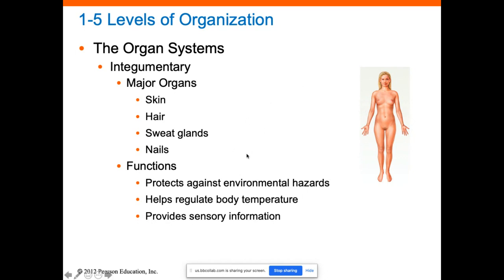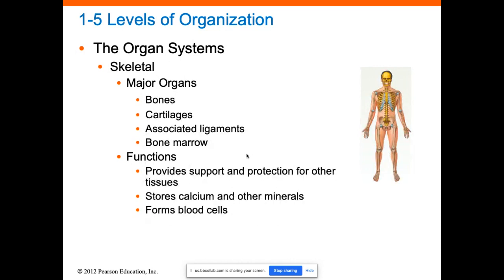Okay. So the integumentary system also helps to regulate your body temperature. We know that your sweat pores can open and you can sweat to cool you off. Although you feel hot when you're sweating, you're actually cooling yourself off. And the skin provides sensory information. You know, if there's ever an insect or a mosquito on your hand, you can slap it, right? You can sense that it's there.